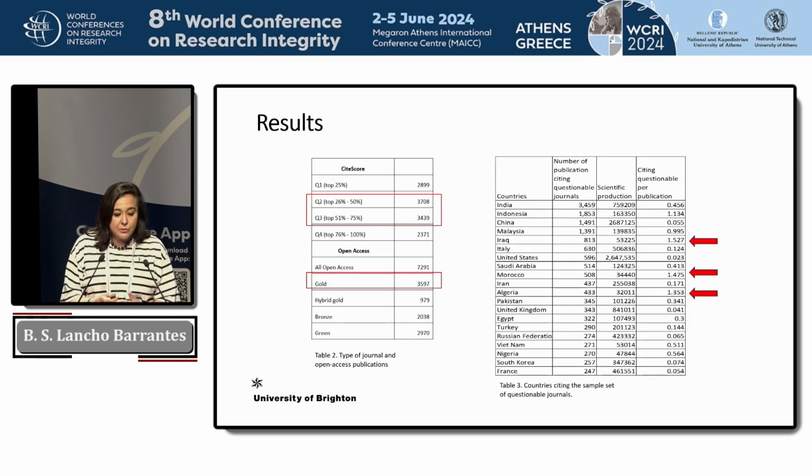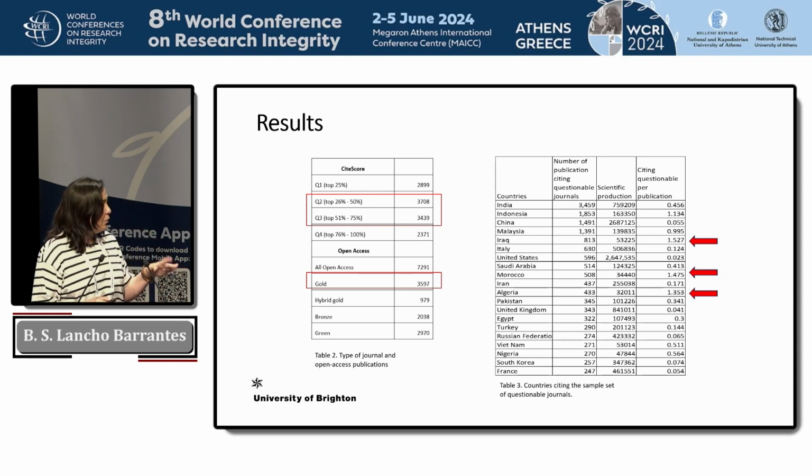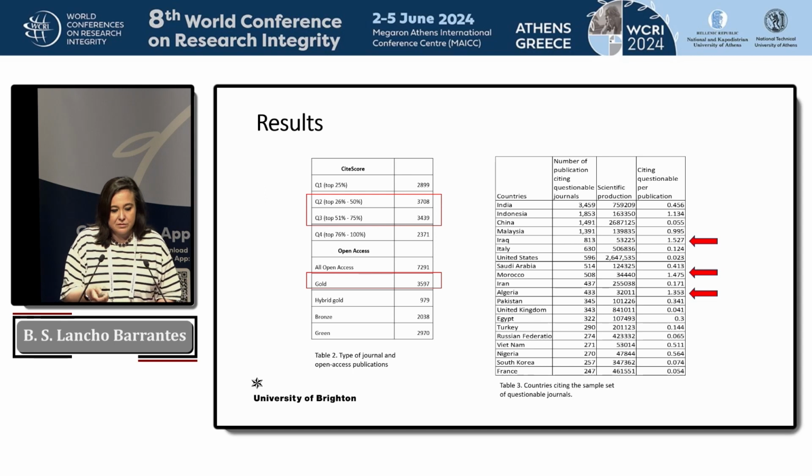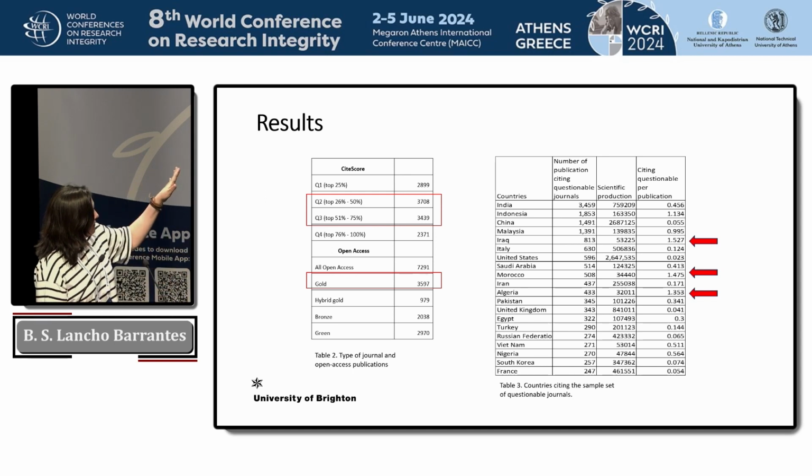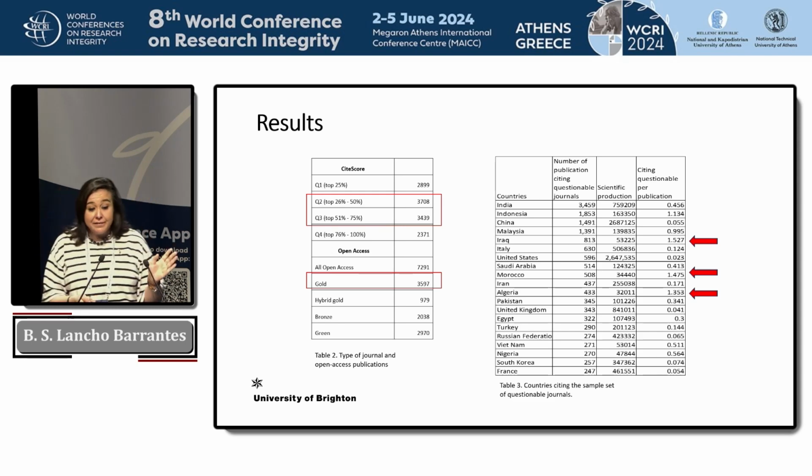So Table 2 shows the type of journals where these publications were published. We can see that the majority belong to the second quartile of impact and third quartile of impact. And gold open access. So the publications belong to the countries Iraq, Morocco, and Algeria.